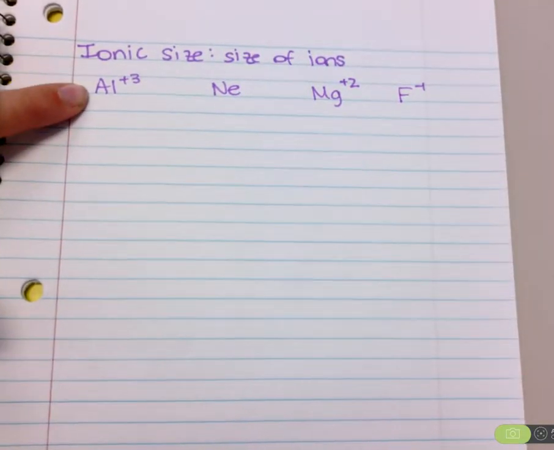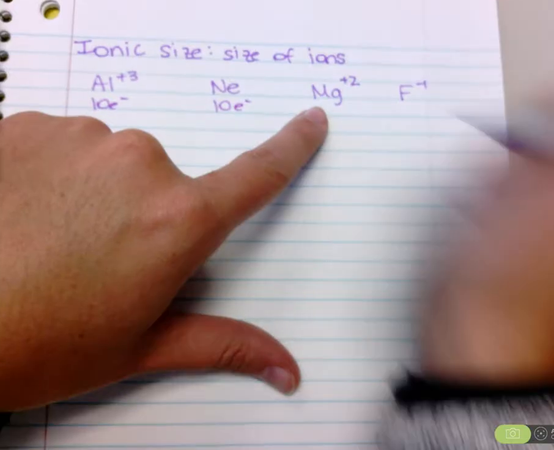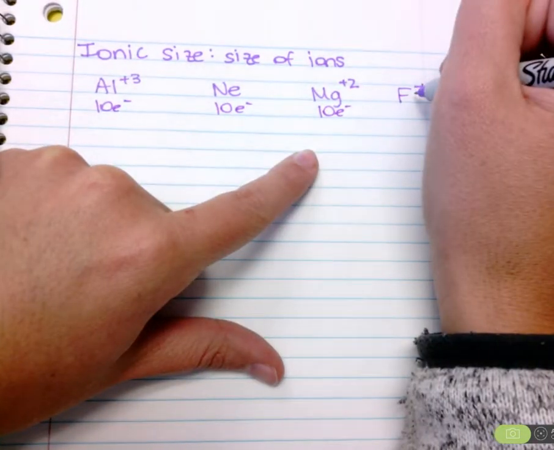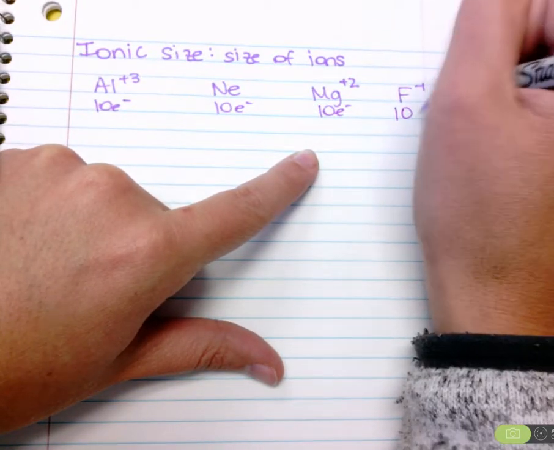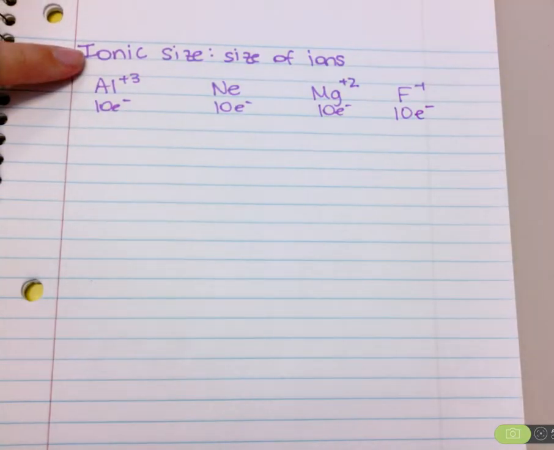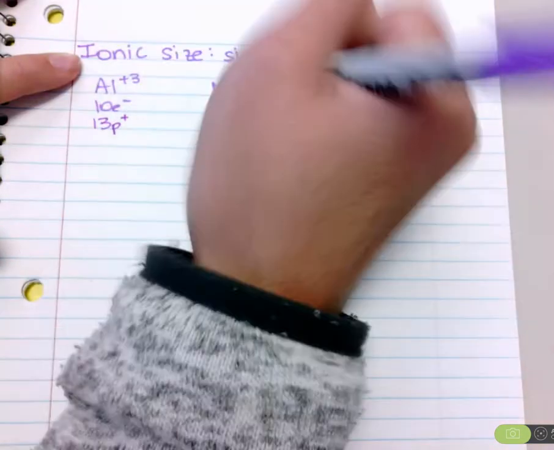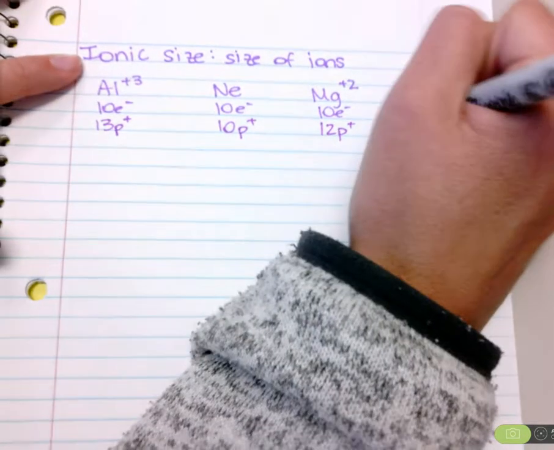So 13 minus 3 is 10 electrons. Neon has no charge. It has 10 electrons. Magnesium +2, 12 minus 2 gives me 10 electrons. And fluorine is number 9, but it's going to gain an electron, and so 9 plus 1 also is 10 electrons. When thinking about their size, you also need to think about their nucleus and their number of protons, just like we did with atomic size. So aluminum has 13 protons, neon has 10 protons, magnesium has 12 protons, and fluorine has 9 protons.